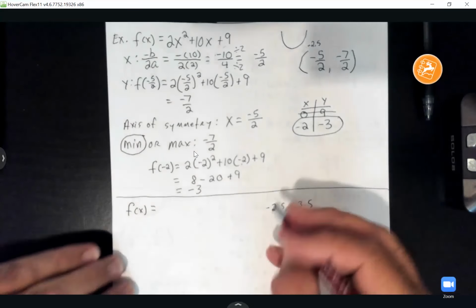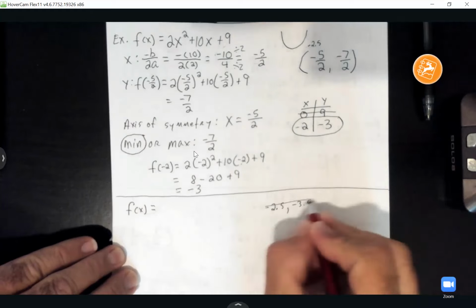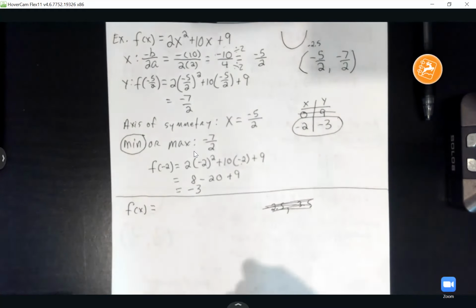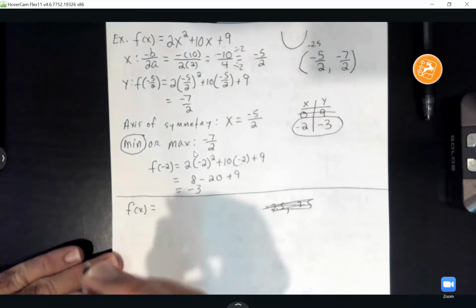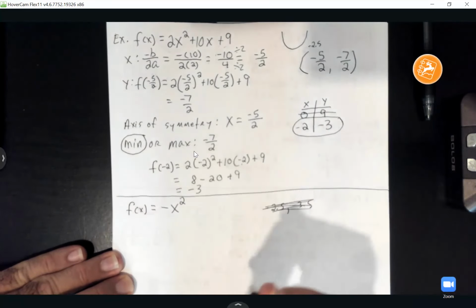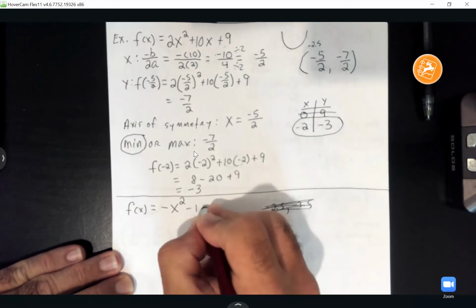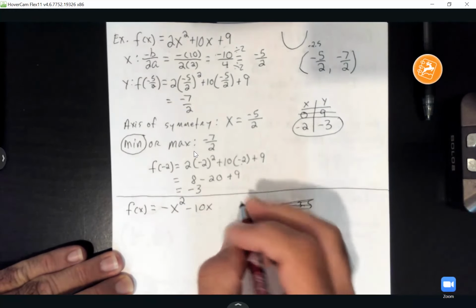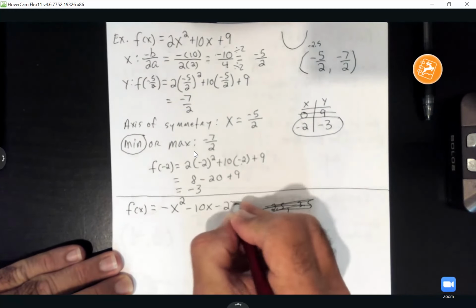Woo. But y'all, that's the only one that's going to kill us is that one with the fractions. Watch this one. We'll do one more, then I'm going to let y'all take a break. And this one won't be as bad. Negative x squared minus 10x minus 27.